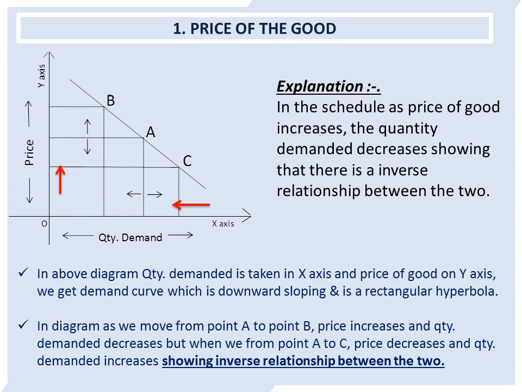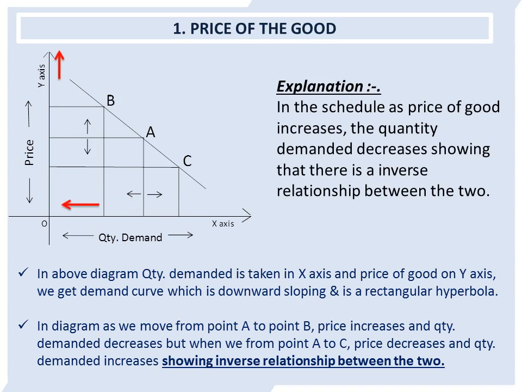In the diagram, as we move from point A to B, price increases. Can you see that? When we are moving from point A to B, price is increasing, shown by the red upward arrow. Okay, now come on to the explanation again. And quantity demanded decreases, but when we move from point A to C, price decreases and quantity demanded increases, showing inverse relationship between the two. And the decrease in quantity demanded you can see with the leftward red arrow.